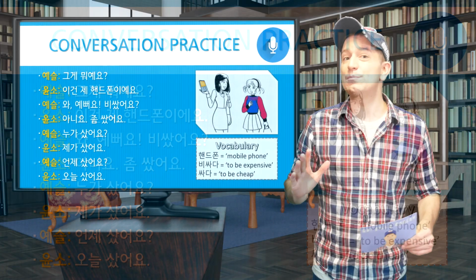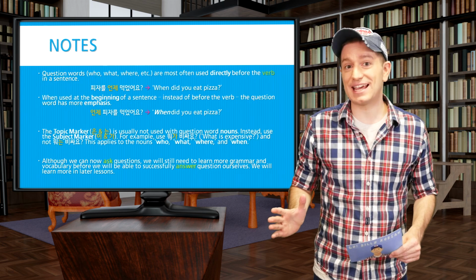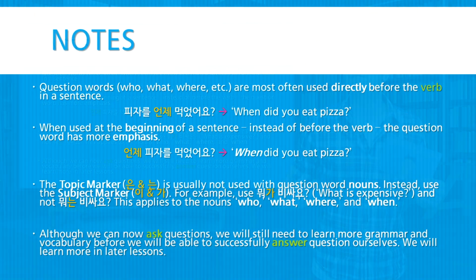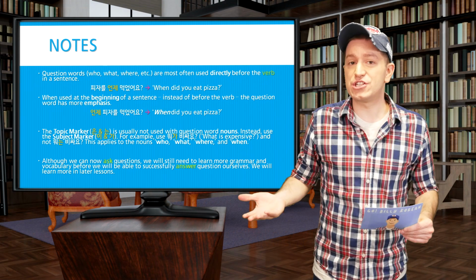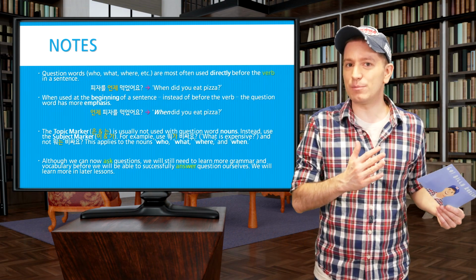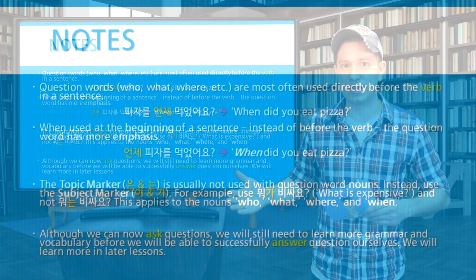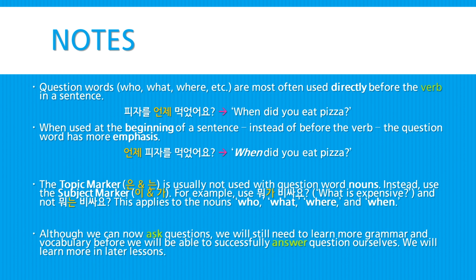Before we go, let's talk a bit about adding emphasis to a sentence that has a question word. Typically, a question word will be used directly before a verb. So you can have this sentence, 피자를 언제 먹었어요? When did you eat the pizza? But you could move that word 언제 or any question word to the beginning of the sentence and thereby add more emphasis to it. So you could say 언제 피자를 먹었어요? When did you eat the pizza? Both of these are fine, but again, when you put the question word at the beginning of the sentence, it adds a bit more emphasis to it.